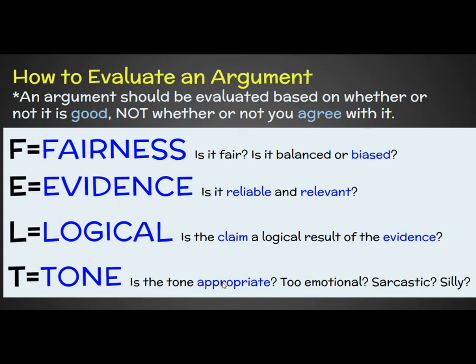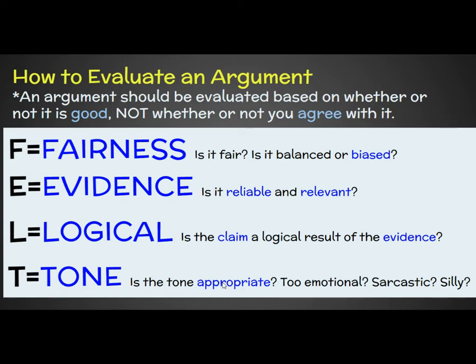So F means fairness. You're going to write that in your notes. And I want you to ask yourself, is this argument fair? Okay. Is it balanced or is it biased? Bias is an important word. Bias means that the argument only tells one side. It only gives you information and statistics. It only addresses one side of an argument.